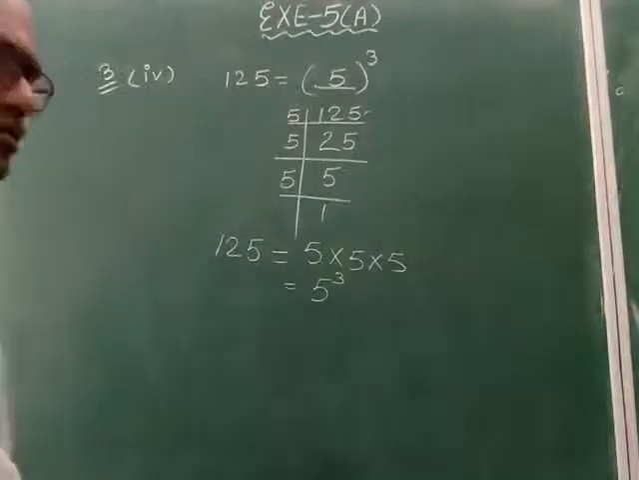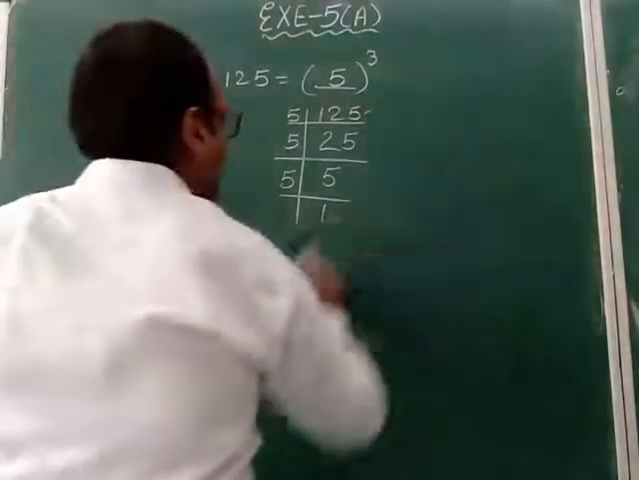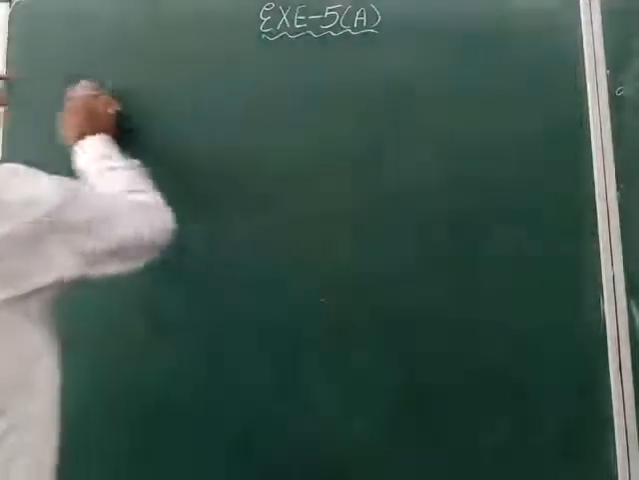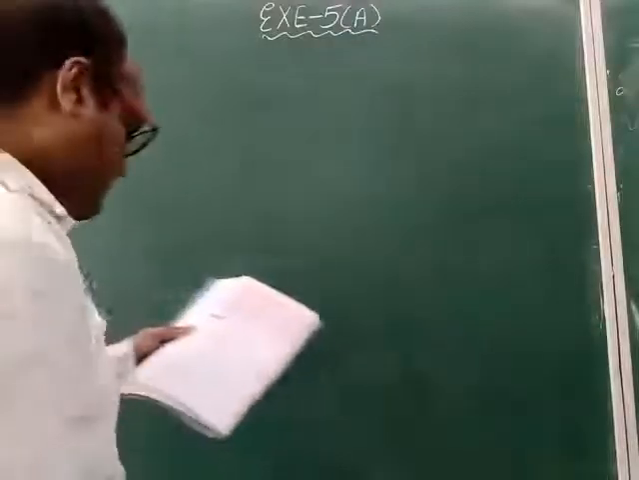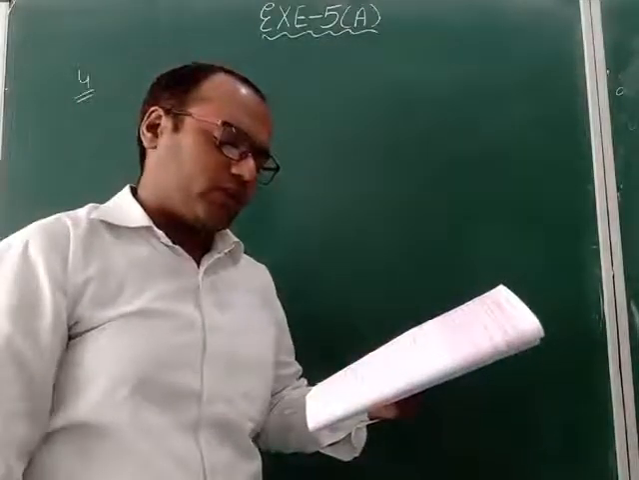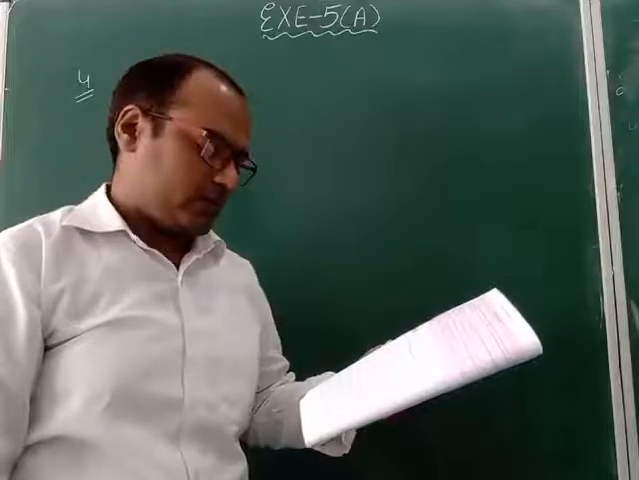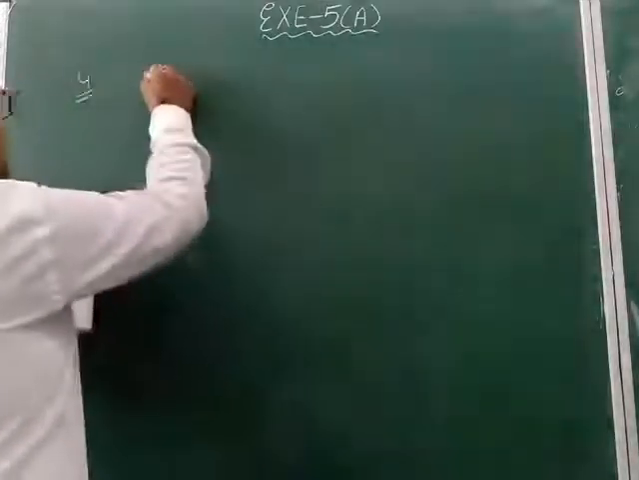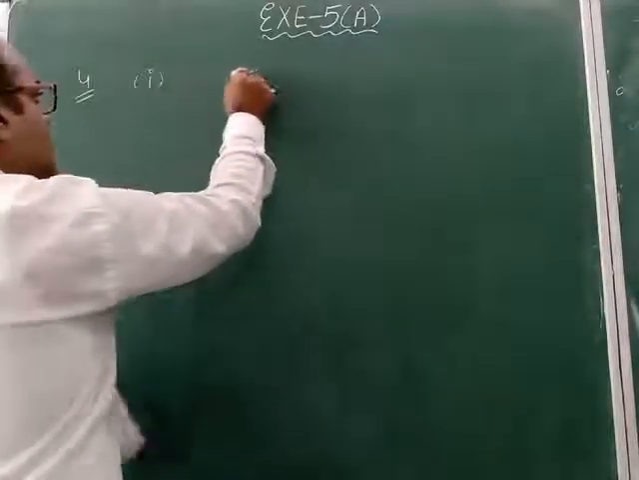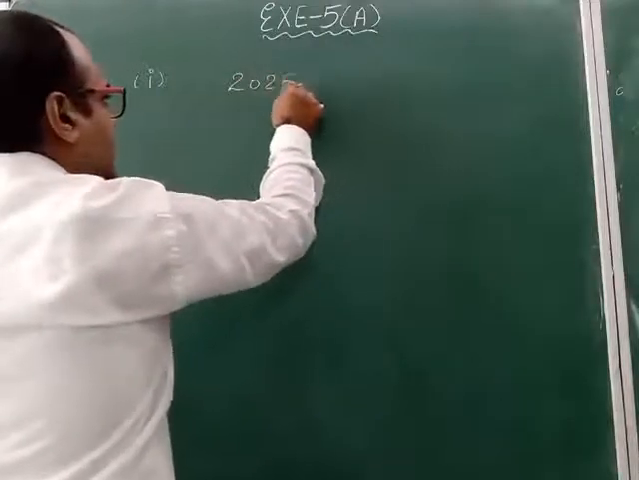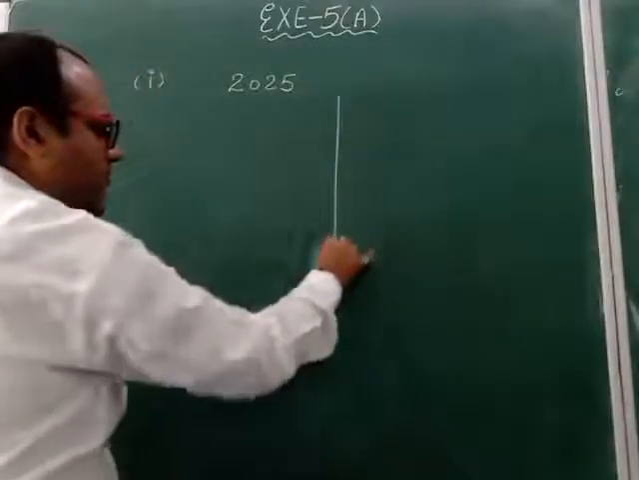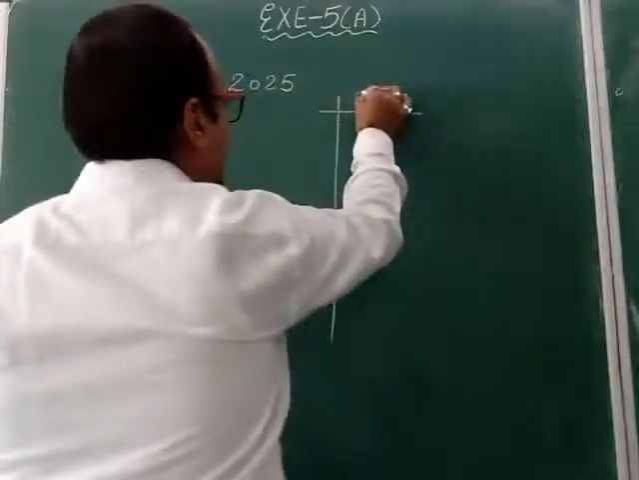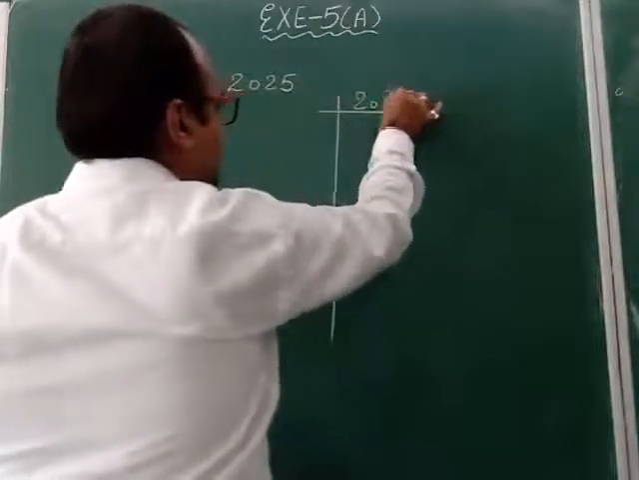Now see the next question, question number 4. Fourth, write each of the following as a product of powers of prime numbers. First part, 2025. We have to write it as a product. Product means multiply. So first of all we have to find the prime factors. We will find the prime factorization of 2025.